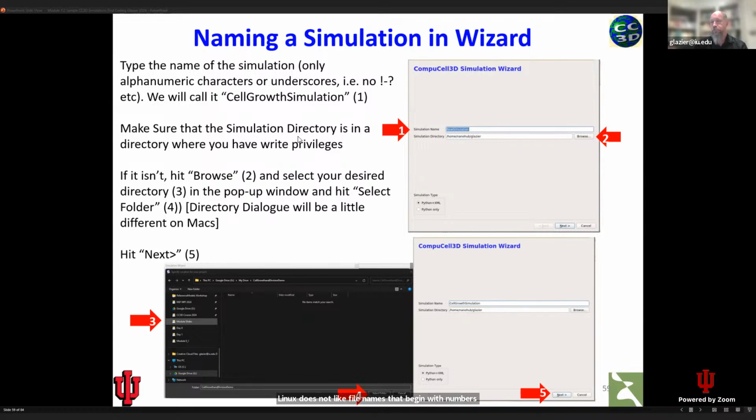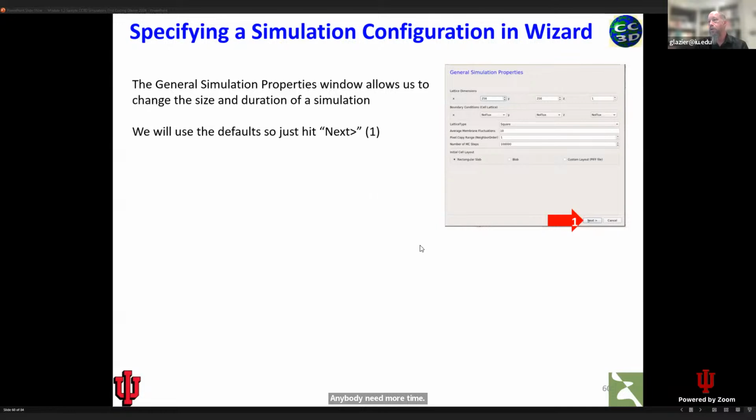Okay. Give it a name. You could call it My First Simulation or New Simulation, something like that. You're going to get a box next that says General Simulation Properties. We are going to skip that. Just accept the defaults. So hit Next.